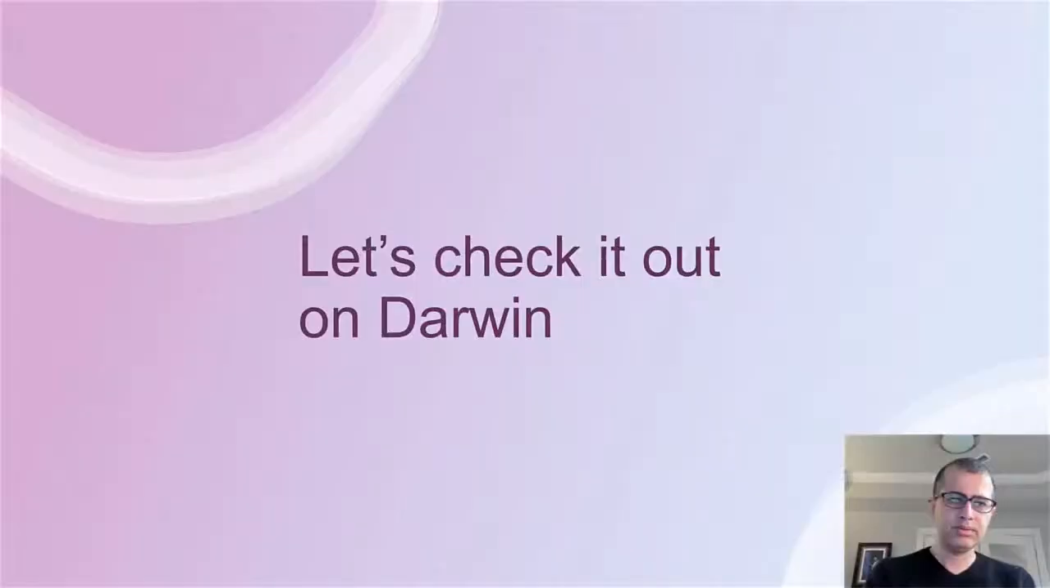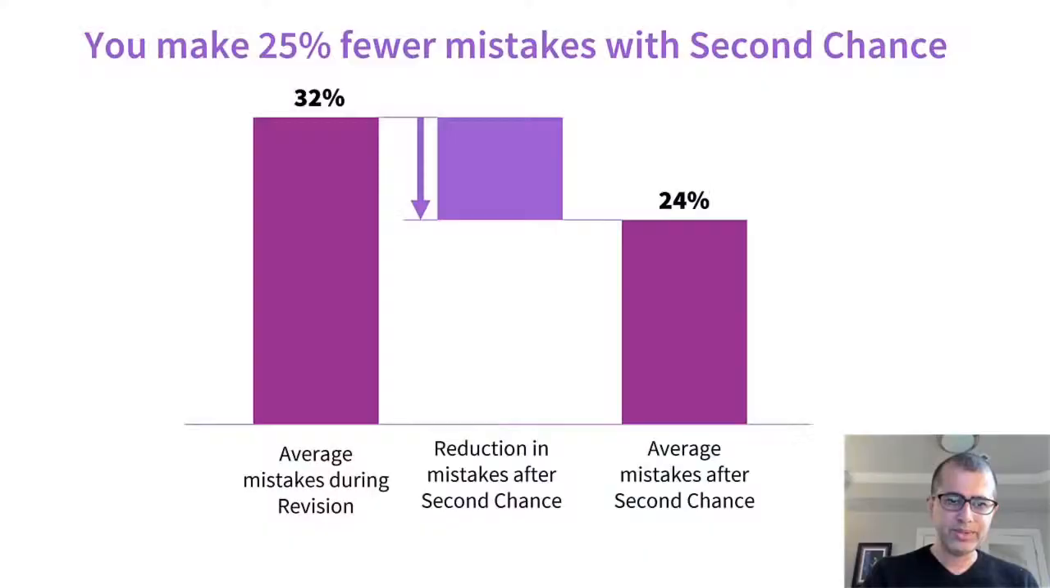So at this stage, if you are like me, you might be asking: okay, all this is good, but what are the results I could see out of this? How much could I improve because of this? We did some analysis on it. We analyzed your accuracy rate on revision before and after we introduced second chance. Before that, we gave you daily revision in which we give you mistakes that you made in the past and you get a chance to correct them.